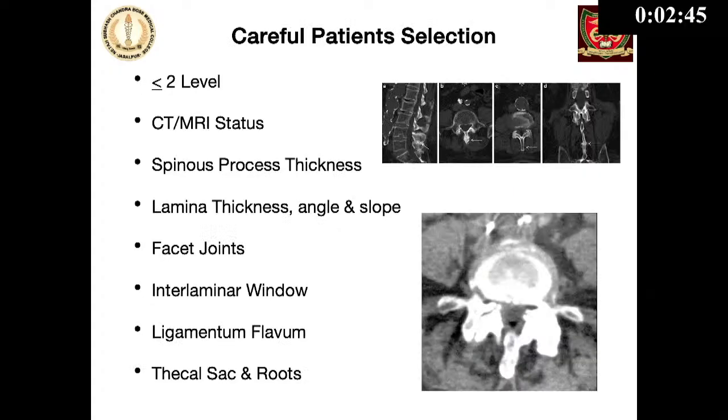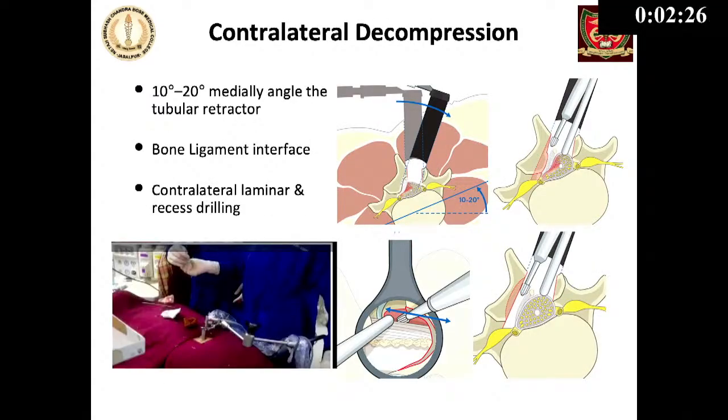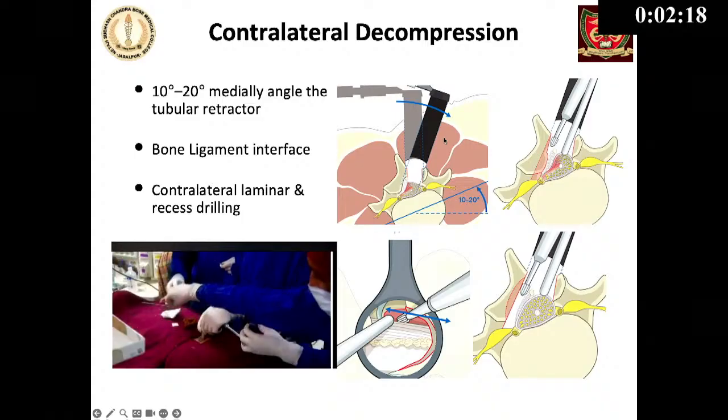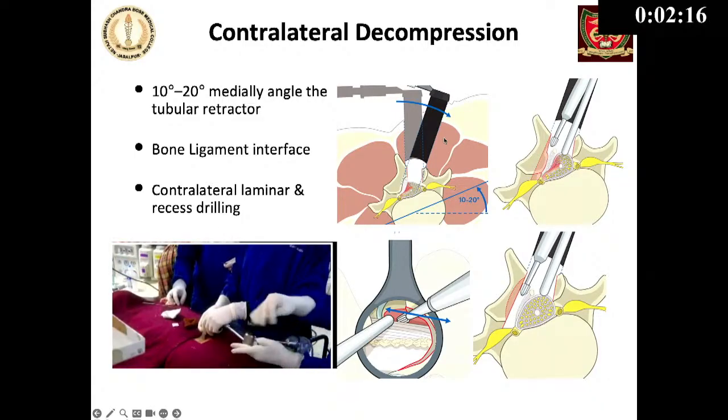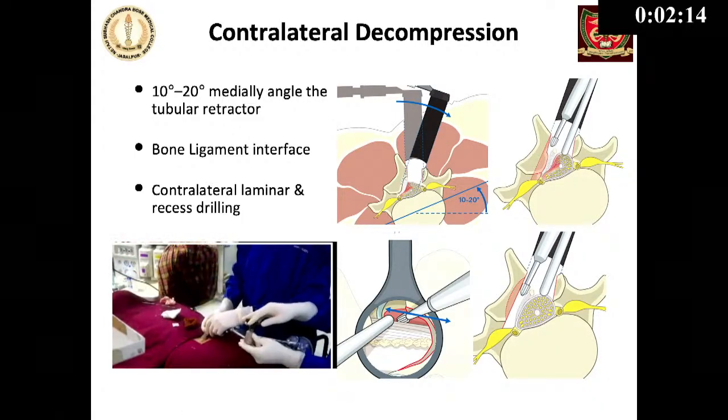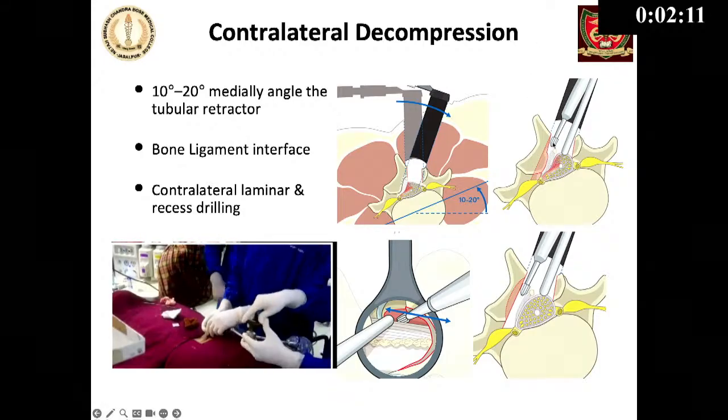After learning the lumbar disc, we started lumbar stenosis, because in stenosis you have more than one factor: degenerated disc, facet hypertrophy, ligamentum flavum hypertrophy, narrow canal. So careful patient selection is usually important. We do fewer than 2 levels, and we assess the CT and MRI for complete decompression: spinous process thickening, lamina angle and thickening, the facet joint, interlaminar window, and assessment of the ligamentum flavum.